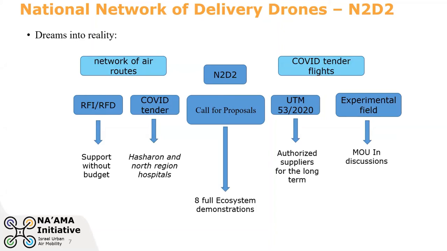The tender for the UTM establishment, the steady state UTM establishment, is already out, and we're waiting for the national budget for that to happen. And we're establishing, for circa 30 million shekels, which is say $10 million along a 5 year plan, a test range or experimental field in the town of Yerucham in the Negev, where we would like to test all new capabilities which cannot be tested above dense urban environments. Next slide, please.